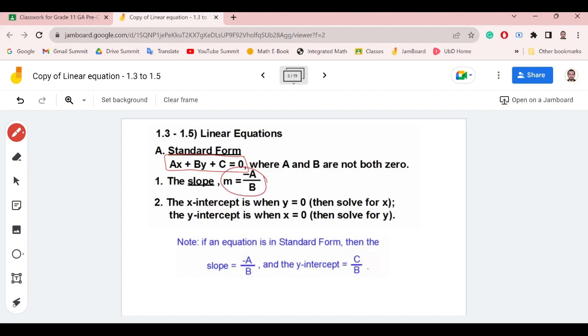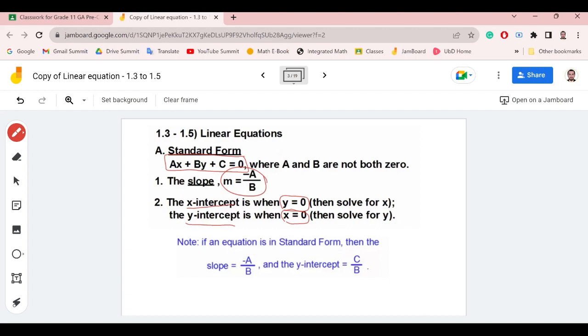So if you have the equation in standard form and you need to find the slope very fast, you don't need to convert it to the y-intercept form. You can just divide negative a over b. Just always take the opposite sign. Then we have the x-intercept. We can find the x-intercept if we make y 0, and we can find the y-intercept when x is equal to 0. Then solve for both of them.